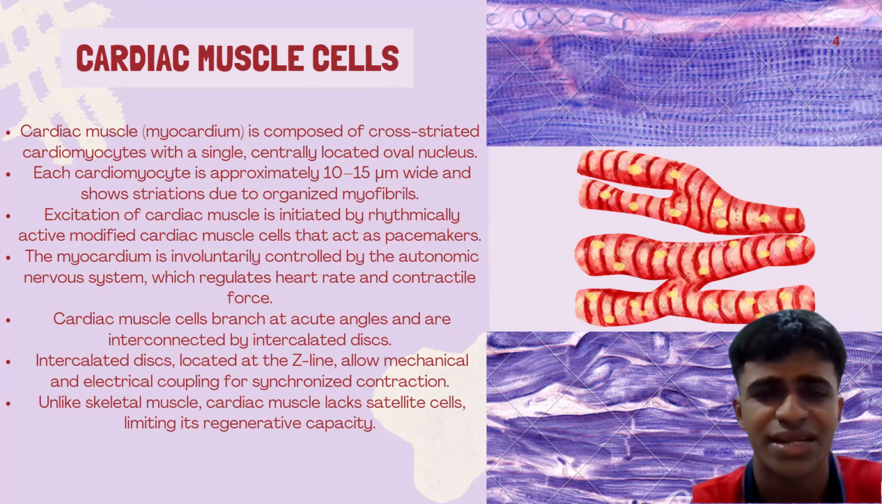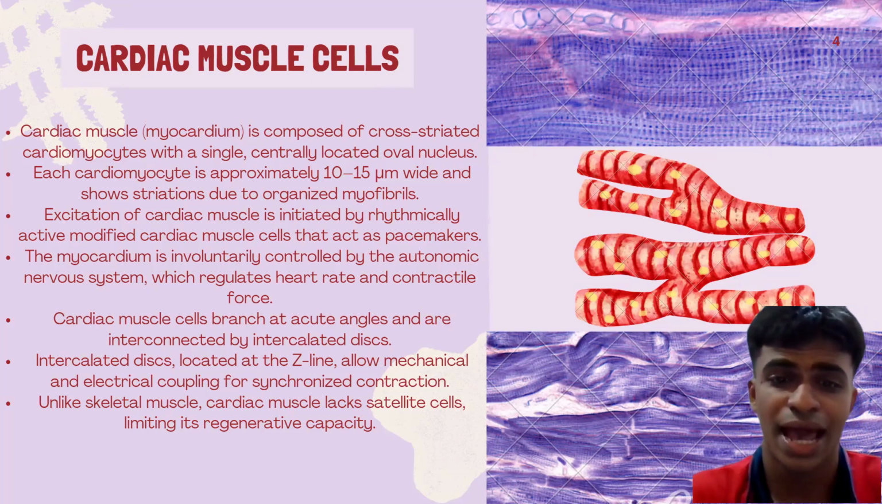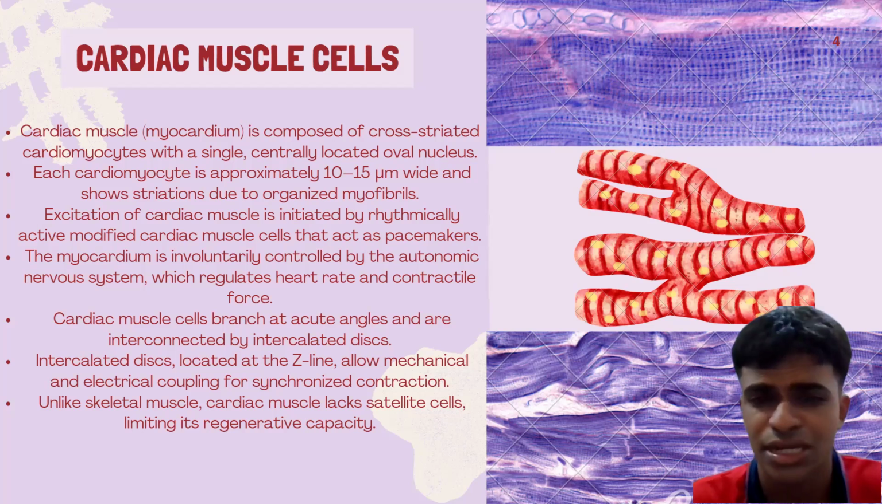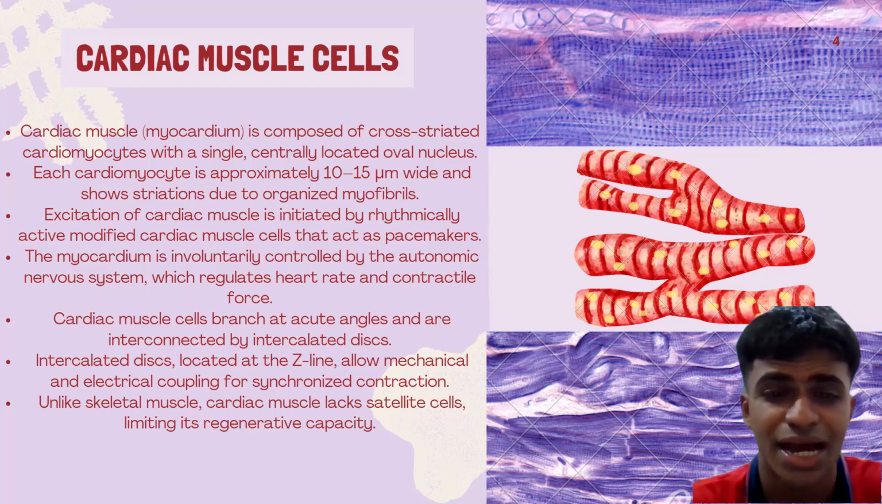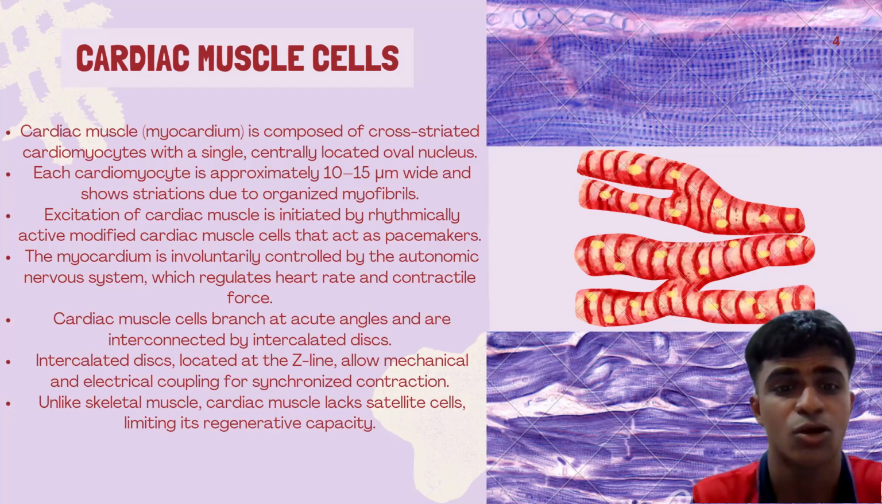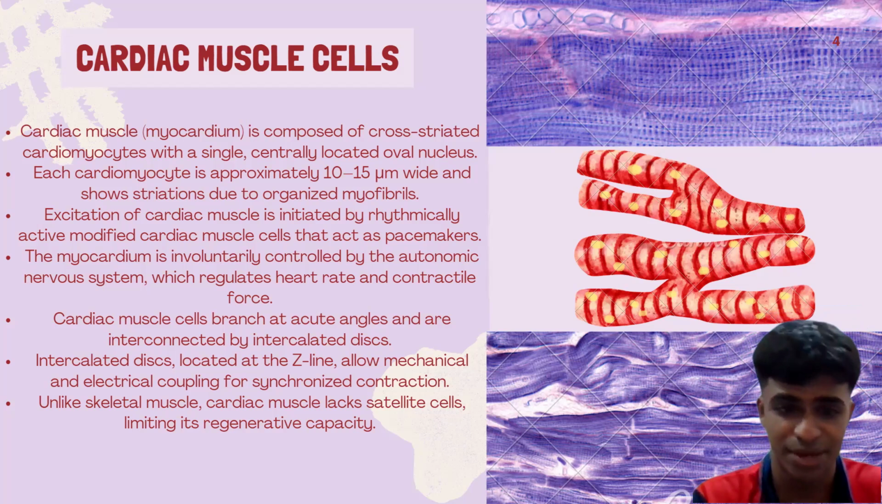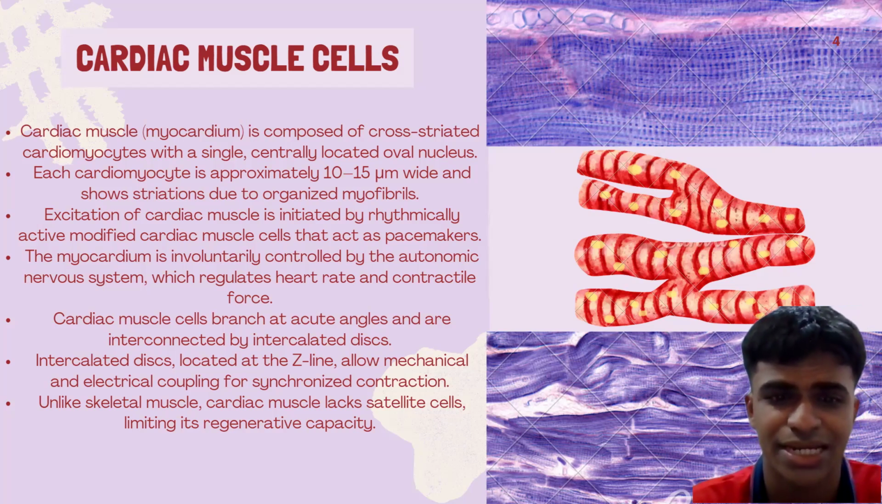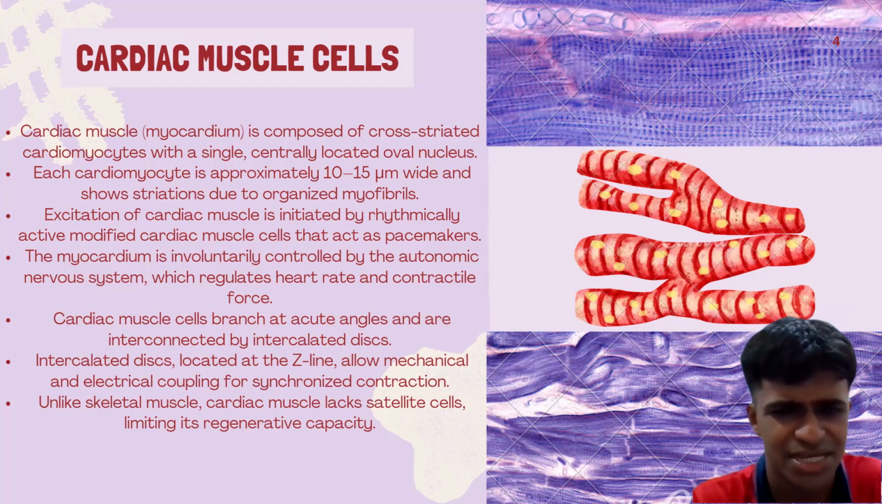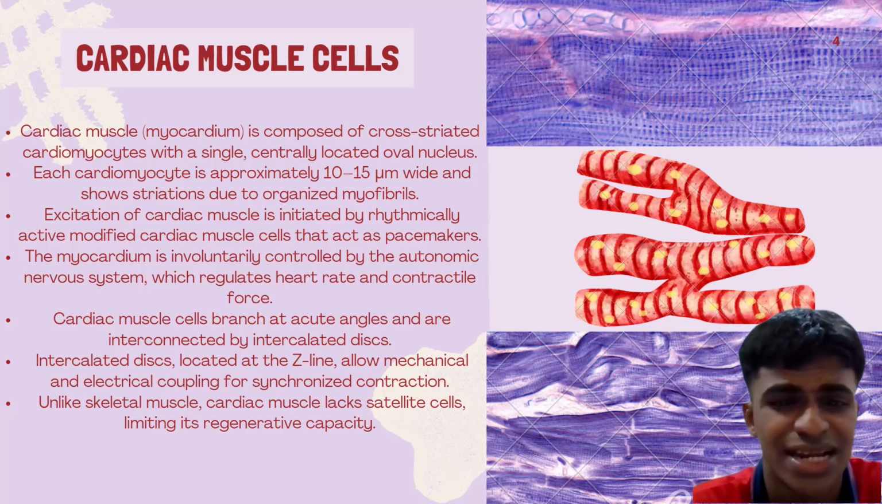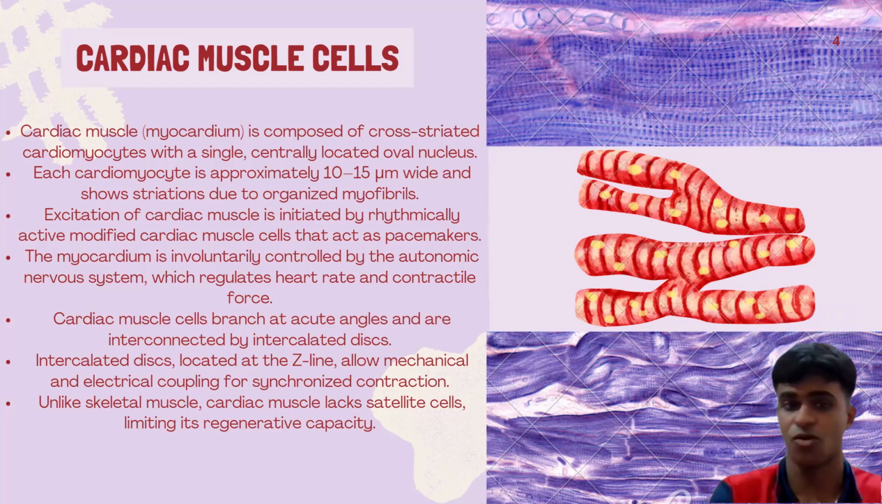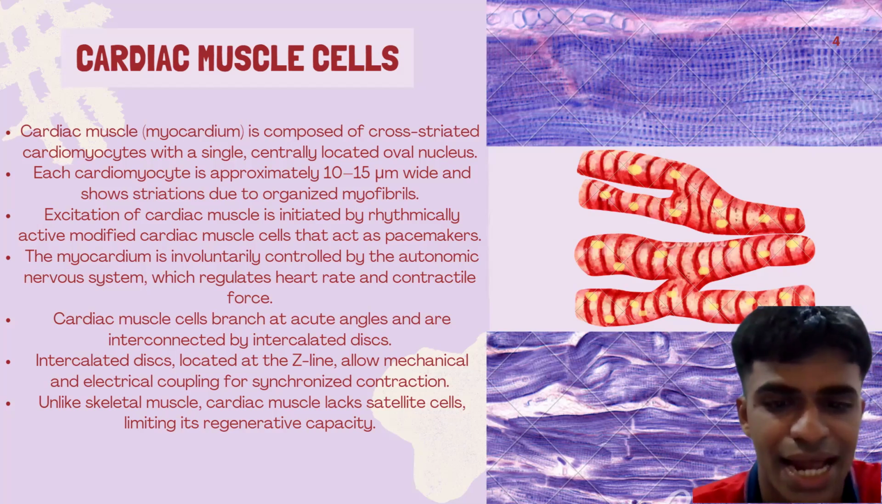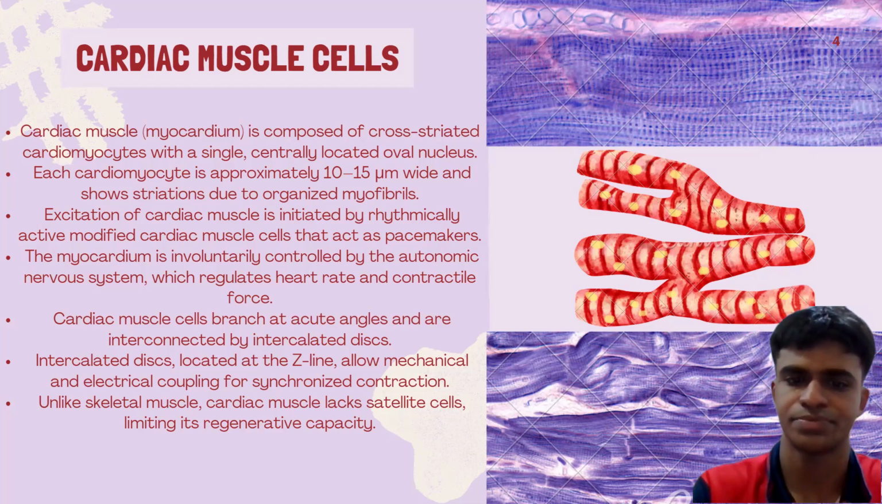The discs allow electrical impulses and mechanical force to pass quickly between cells and bring the heart to contract as a coordinated unit. Excitation begins in specialized pacemaker cells, which rhythmically generate impulses that determine the heart rate. Unlike skeletal muscle, cardiac muscle has very limited regenerative ability, so damage from events like a heart attack can be permanent.